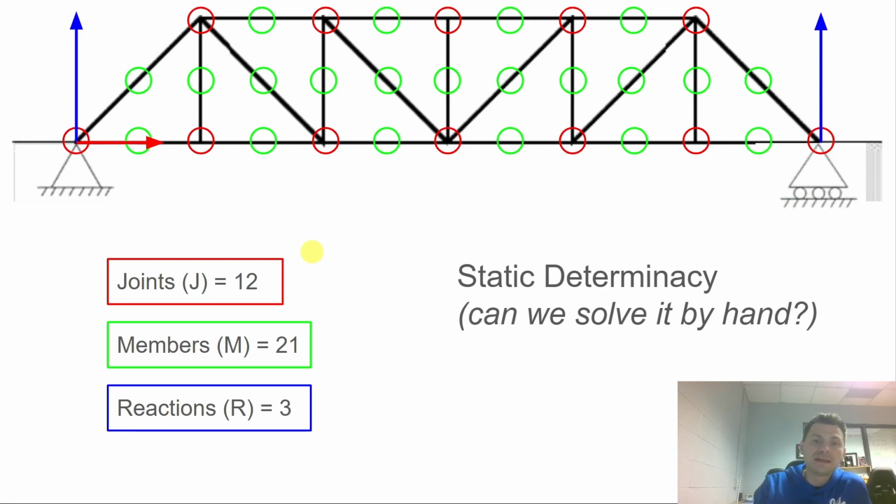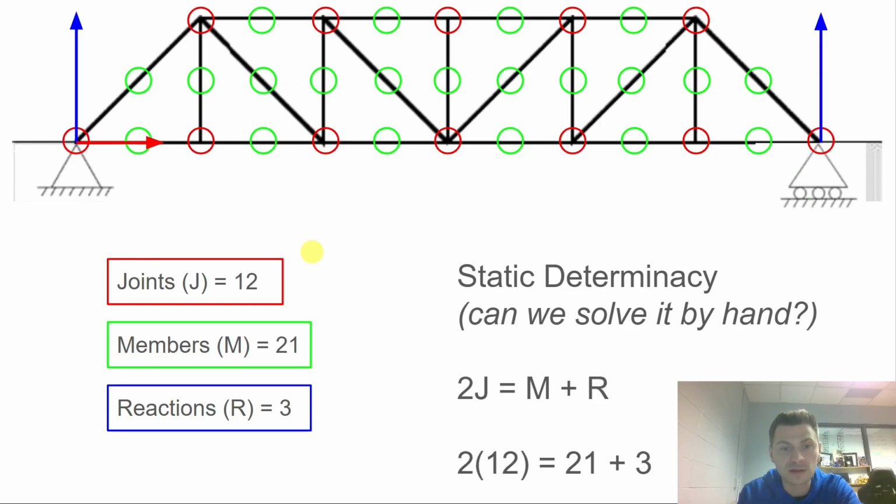And for a truss to be statically determinate, this equation must be true. 2 times j, 2 times the number of joints, must equal m plus r, the number of members plus the number of reactions. And in this case, if we plug in this truss that we looked at, that would be 2 times 12, that's 24 on the left side. And on the right side, 21 plus 3, members plus reactions, 24 is 24. So this truss is what we call statically determinate.